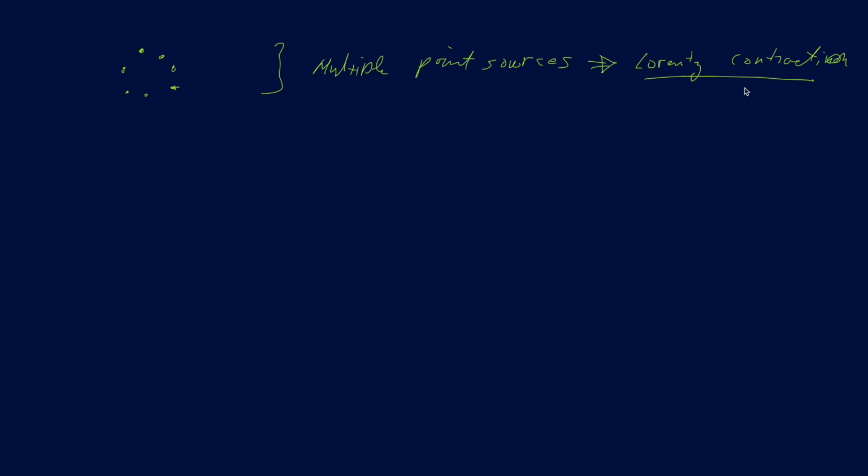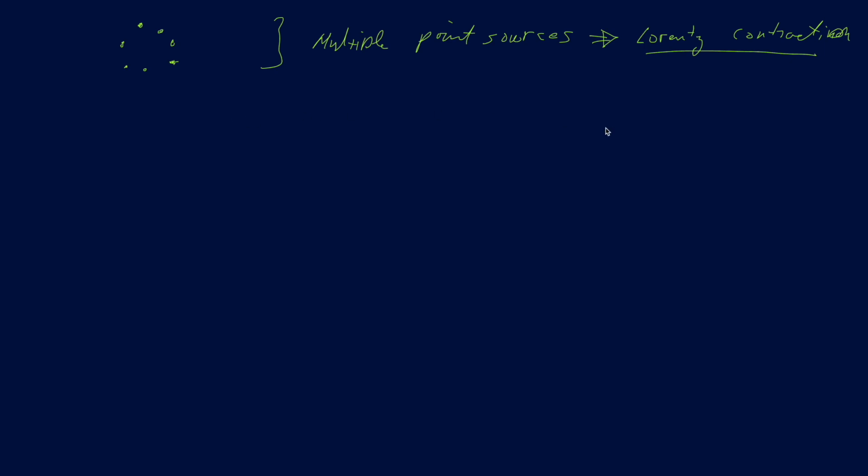So that's an important thing that we haven't addressed yet. And the reason we didn't address it is that you can't Lorentz contract a point source. It's already a point. It doesn't get any smaller than that. But as soon as we have two, we have to think about the Lorentz contraction between them.